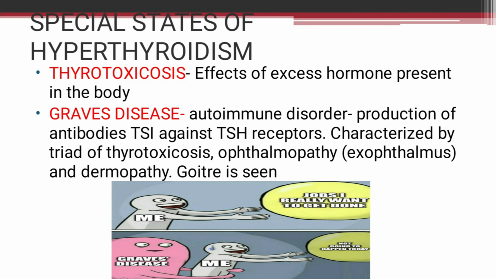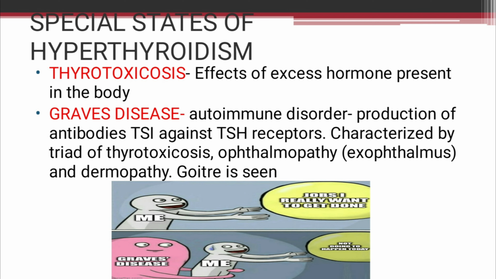There are some special states of hyperthyroidism. First, we are going to see about thyrotoxicosis, where there is hypermetabolic state due to effect of the excess hormone present in the body. Actually, the term hyperthyroidism and thyrotoxicosis are used interchangeably. But there is slight difference between both the terms. Hyperthyroidism means increased production of thyroid hormone, but thyrotoxicosis means the clinical effect of the increased hormone level present in the body.